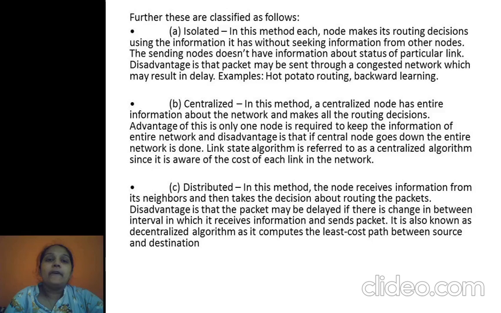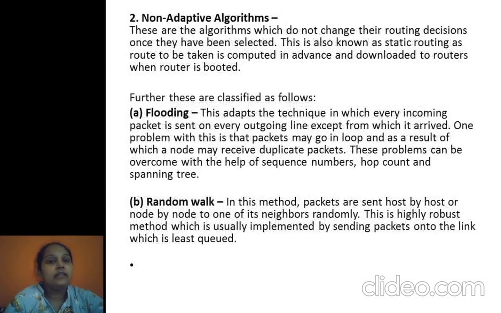The adaptive algorithm is classified into isolated, centralized and distributed, where an isolated node makes its routing decision on its own. In the centralized method, the entire information is collected by a central node, and the distributed node collects information from the neighboring nodes. Second is the non-adaptive algorithm, which does not change its routing decisions once they have been selected. It is also called static routing.